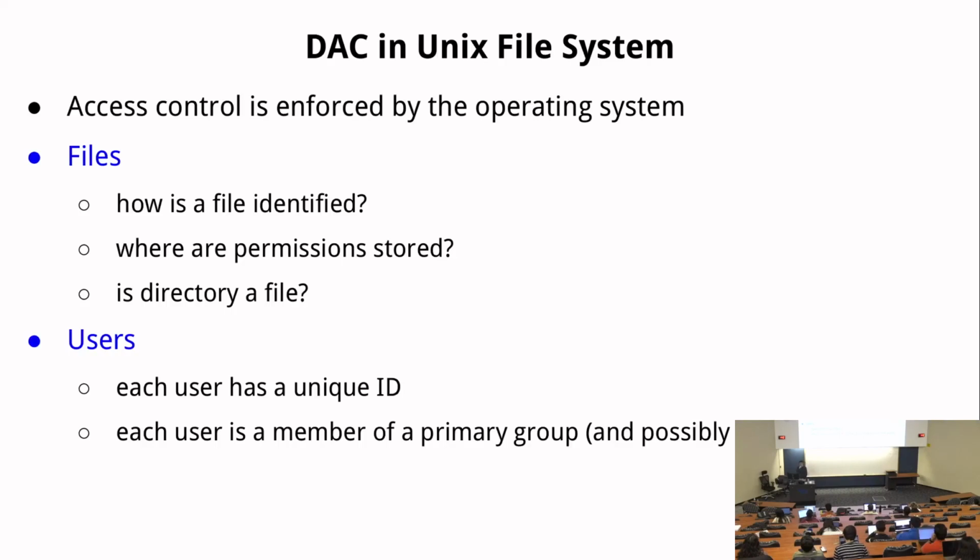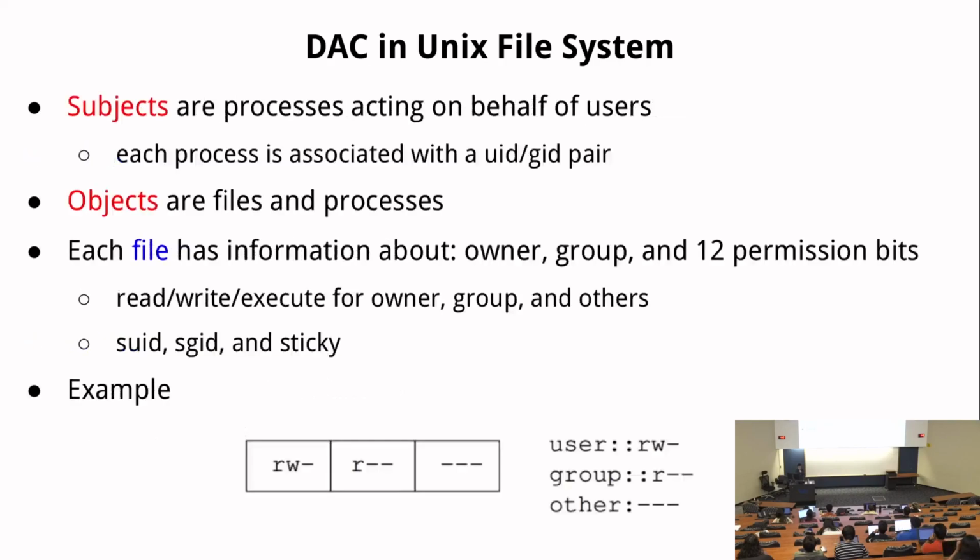Okay. Each user in a Linux system has a unique ID. Root has the ID 0. Then each user can be a member of one group, and with extensions, it can be many groups actually. Subjects in this case are not necessarily the user directly, but more like the process running on behalf of the users. Each process has the user ID and also group ID.